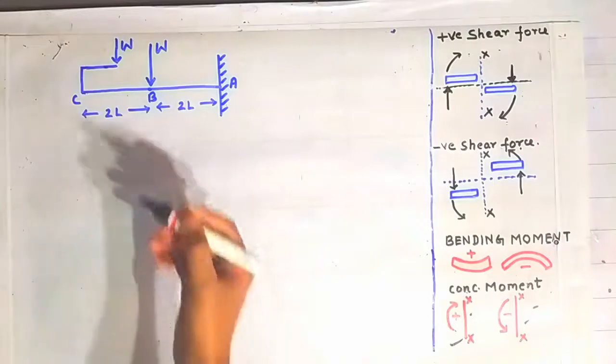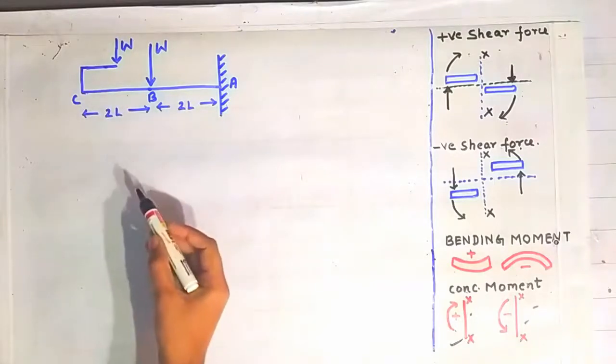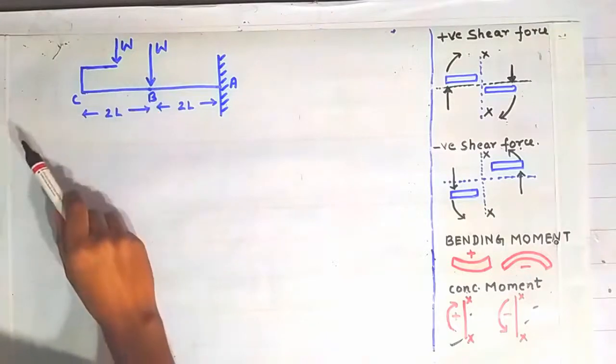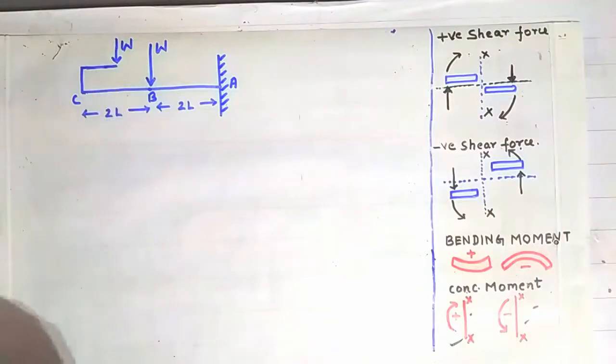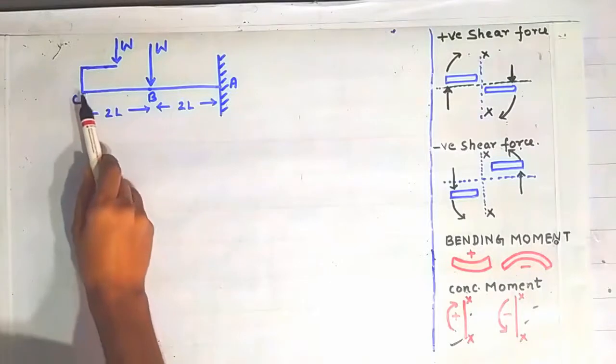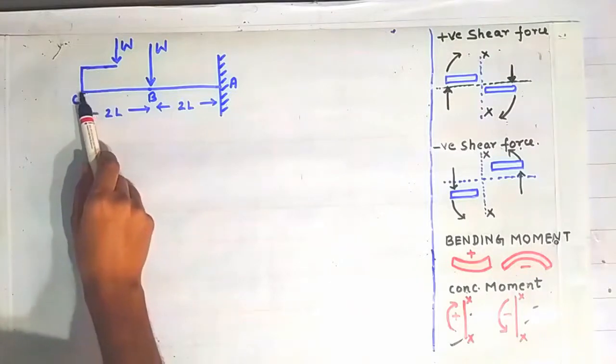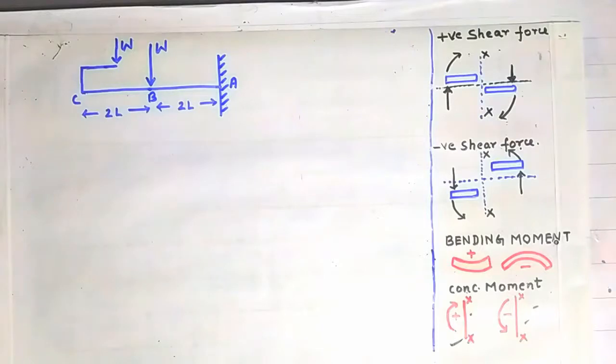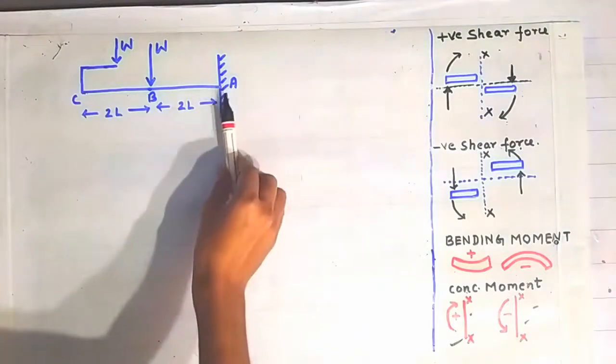Okay. So this is the cantilever beam and there are 2 point loads. One is acting at point B and another one is acting at this point. Now we have to draw the shear force and bending moment diagram for this portion of the cantilever beam, that is CA. Okay. Now first step is always to find the reaction at this point A.